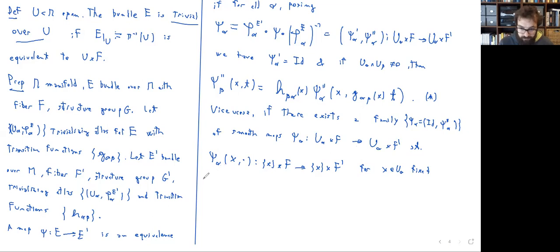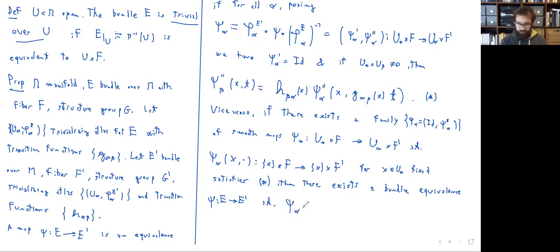So if this satisfies condition star, so this one, then there exists a bundle equivalence phi, so from E to E prime, such that psi alpha for this is exactly phi alpha prime composed phi composed phi alpha E to the negative one for every alpha.